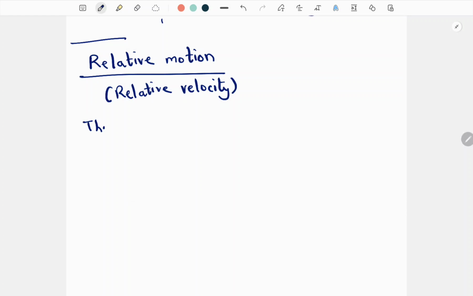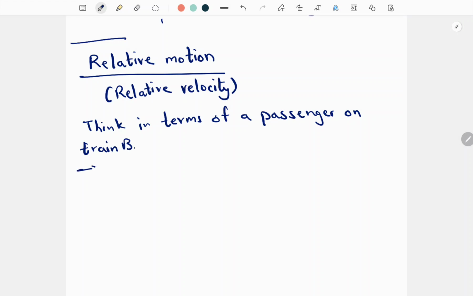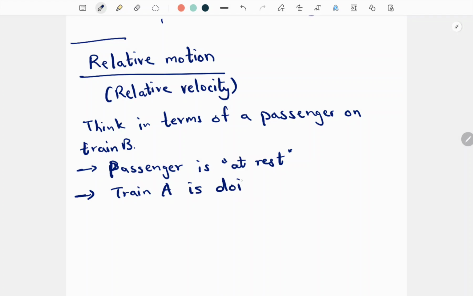So think in terms of a passenger on train B. The passenger is at rest. With respect to himself, he or she is at rest, and train A is doing all the moving.